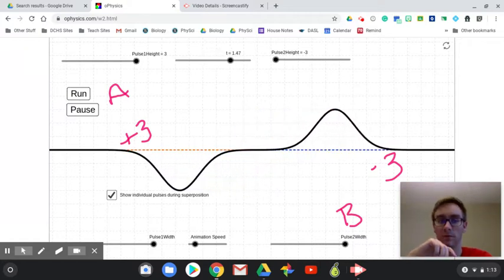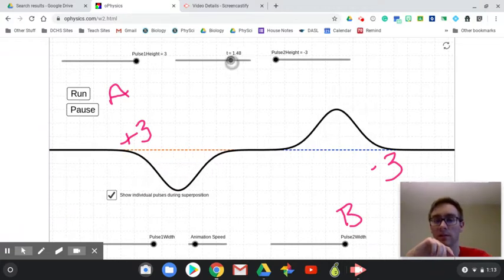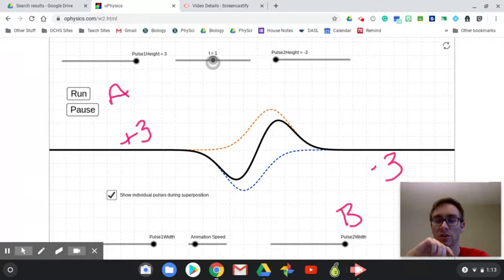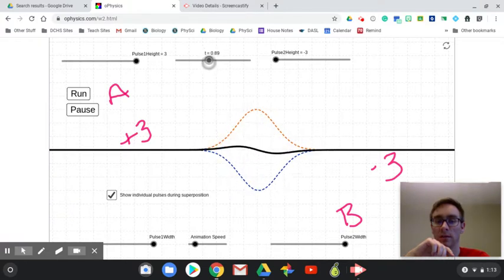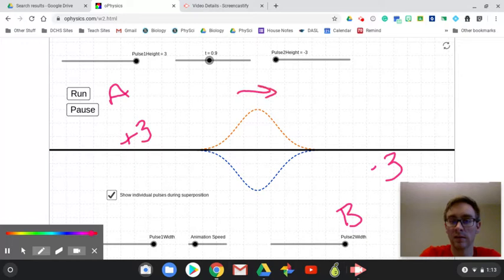Whoa, that was actually kind of trippy. All right, let's go back a little bit here. When they actually meet each other, there we go. The red is showing wave A going to the right, and wave B going to the left.